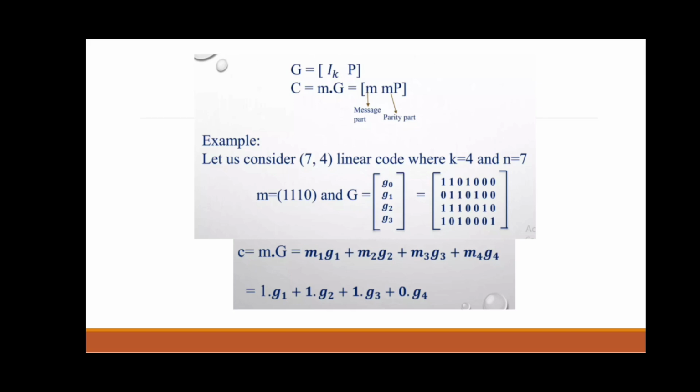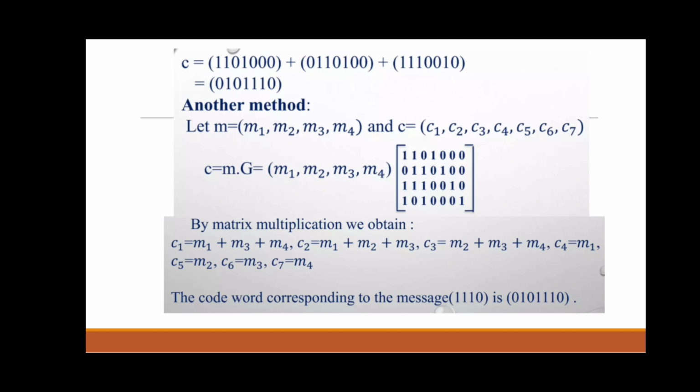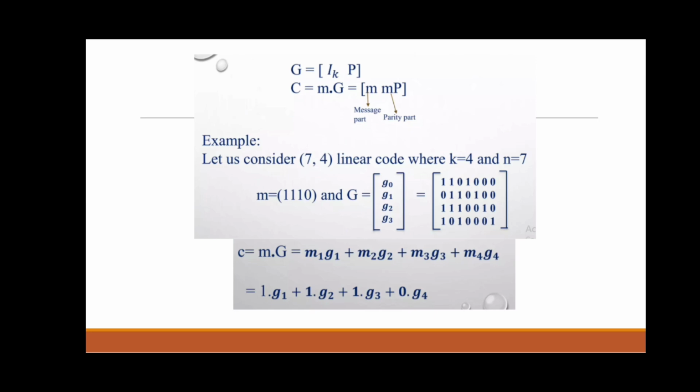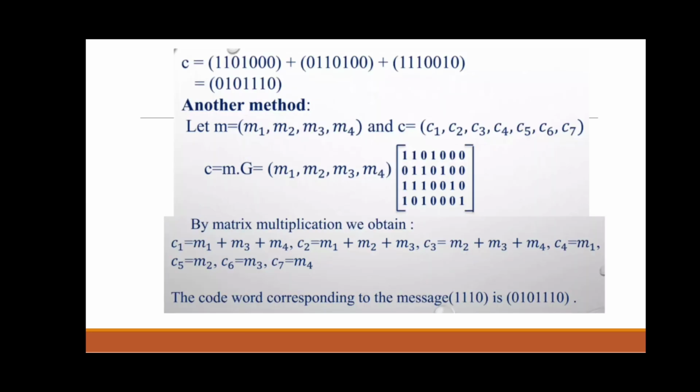We will do it and we will get C is equal to 0 1 0 1 1 1 0, and we use the message 1110. As you can see, the last four digits of this code word are the message itself, and the first three bits are the parity bits that we have added.